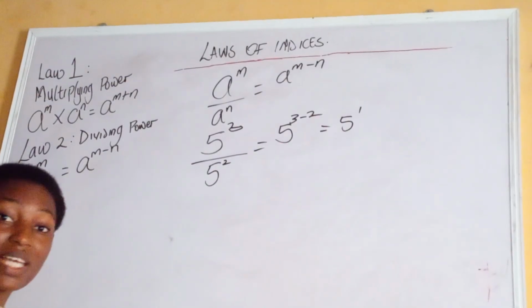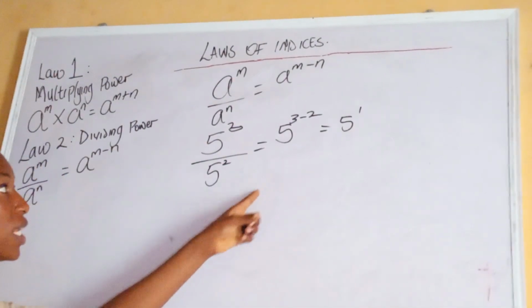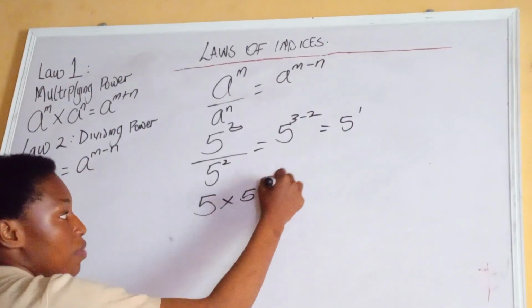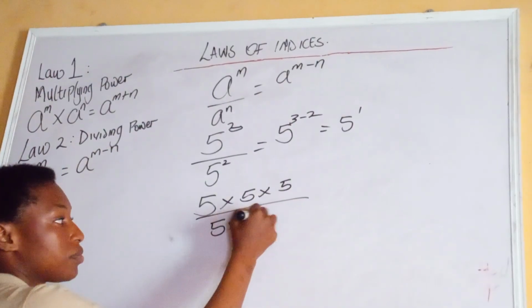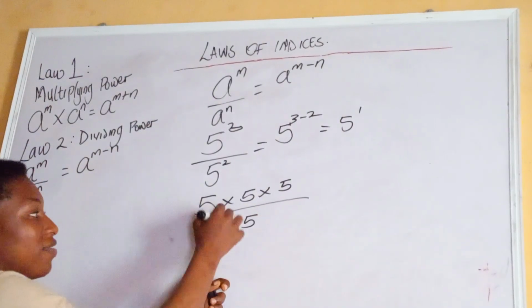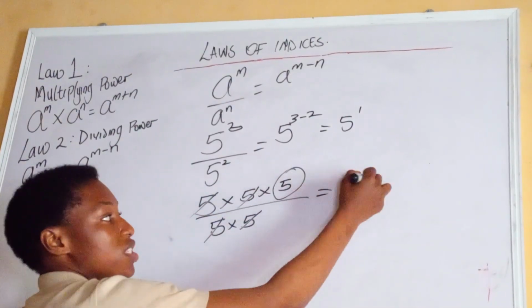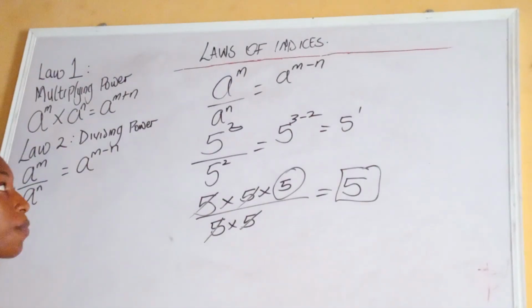Now, the way of visualizing is still the same, just like what we did with multiplication. So if you want to visualize this, 5 to the power of 3 is 5 times 5 times 5, right? And 5 to the power of 2 is 5 times 5. I know here that 5 can cancel 5 out, 5 can cancel 5 out, and I'm left with this. So this becomes 5. 5 to the power of 1 and 5 are the same thing.